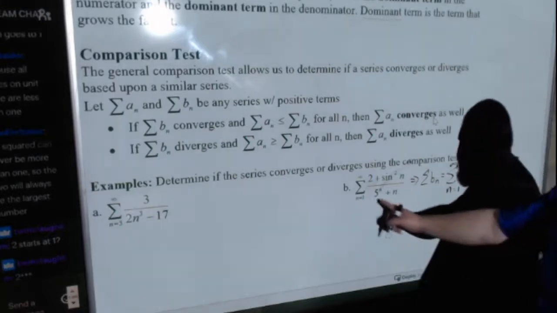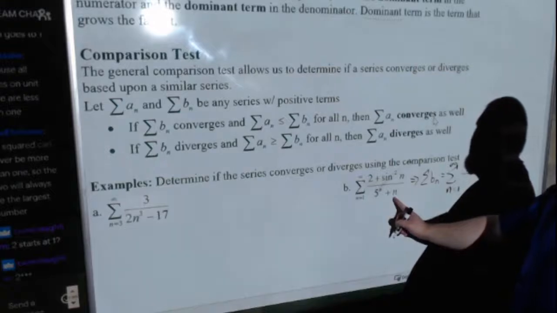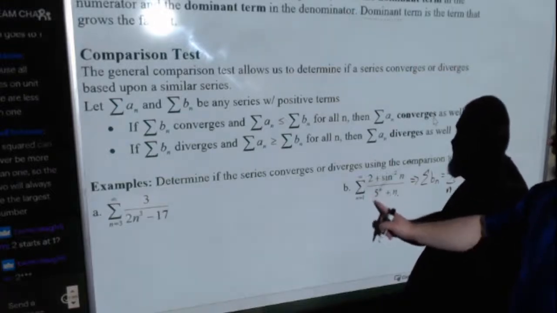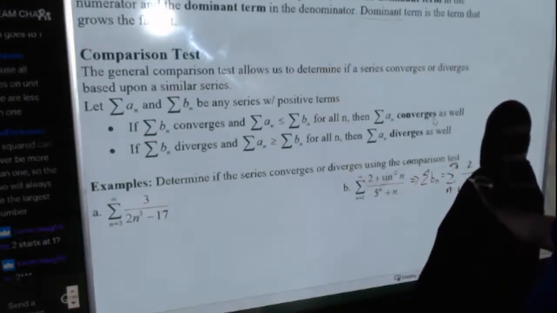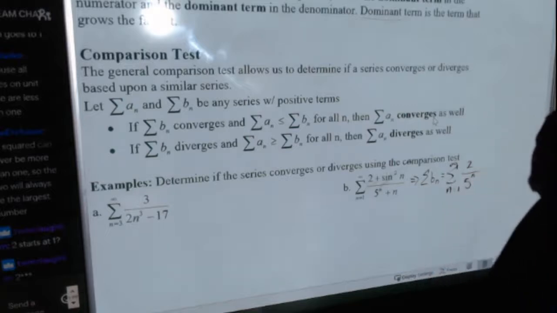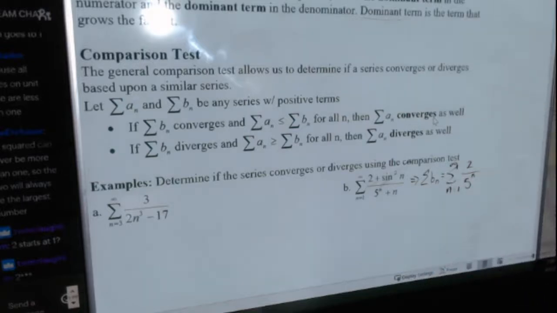On the bottom, does 5 to the n get bigger, or does n? Well, that's pretty easy, right? That's going to be the exponential. So 5 to the n. What kind of series is that?